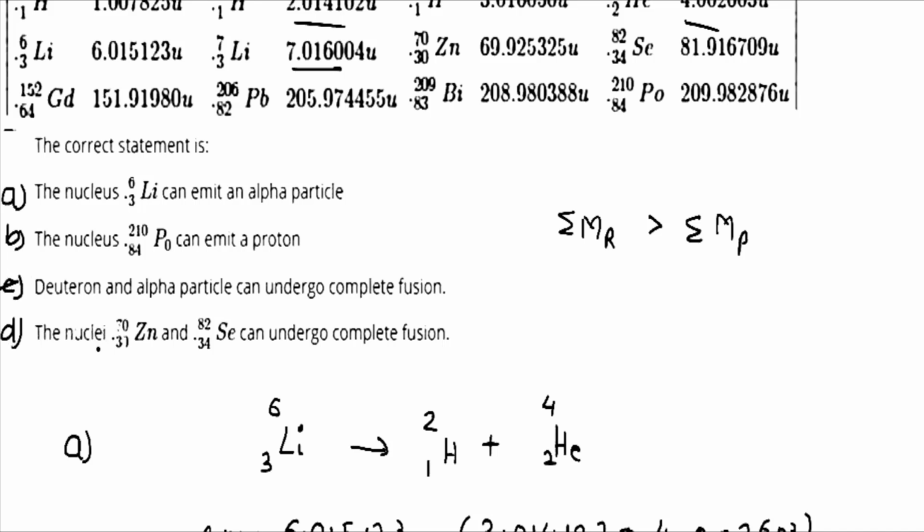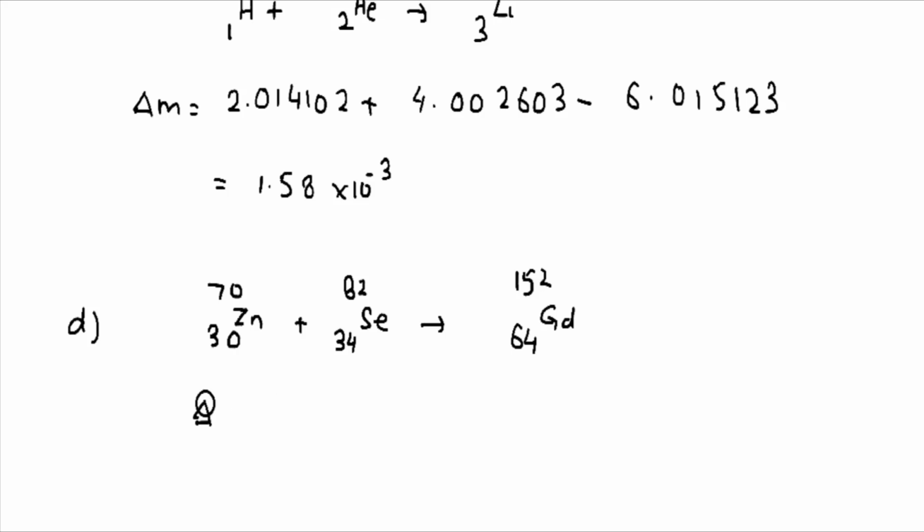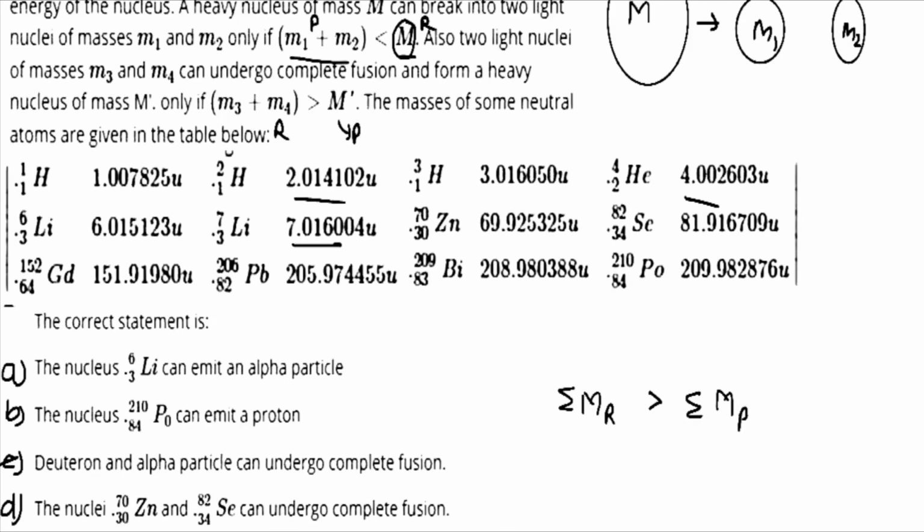Now similarly, let us calculate for the last one, Zn plus Se undergoing a complete fusion reaction. For the D part, we first write the equation. So this is Zn fusing with Se. This is 70 and 30. For Se, it is 82, 34. If we take the sum, the mass number and atomic number would turn out to be 152 and 64. Now this is also given in the table. For this part, if we calculate our delta M, again it would turn out to be negative, 0.077. So this is also negative. That means this is also not possible.